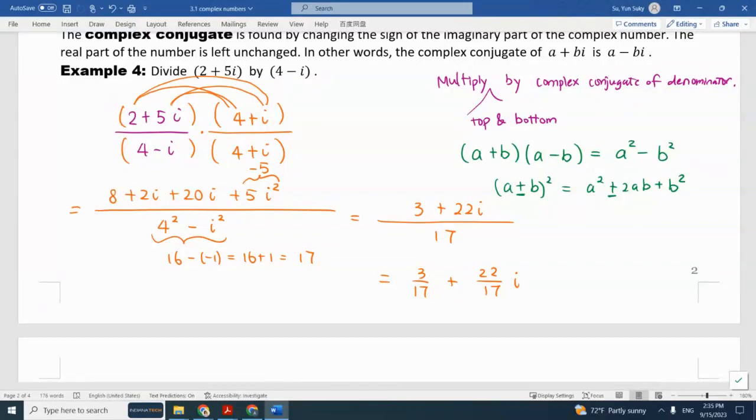So what is that? 2 minus 5i. Yes. So multiply by 2 minus 5i.